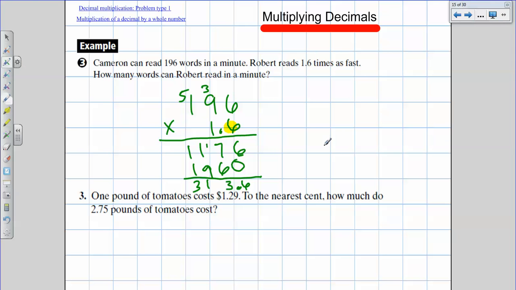So how many words can Robert read in a minute? 316.8 words per minute. And we're just going to round this to the nearest whole number. Awesome. And that's how we're going to do that. So why don't you do this one real quick?